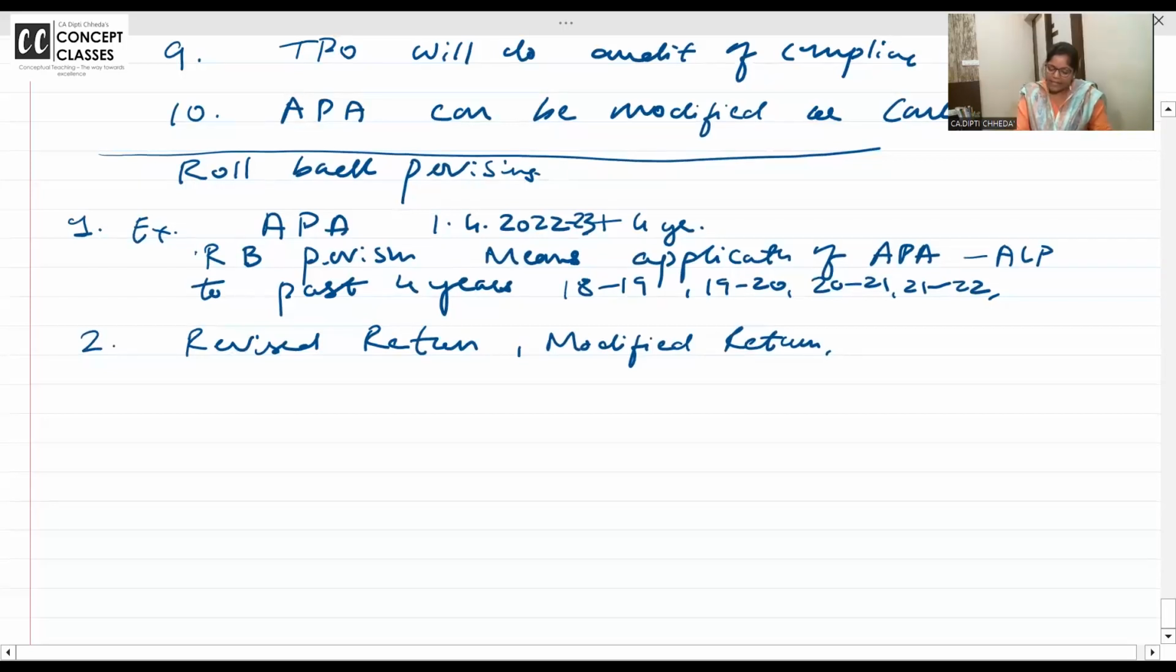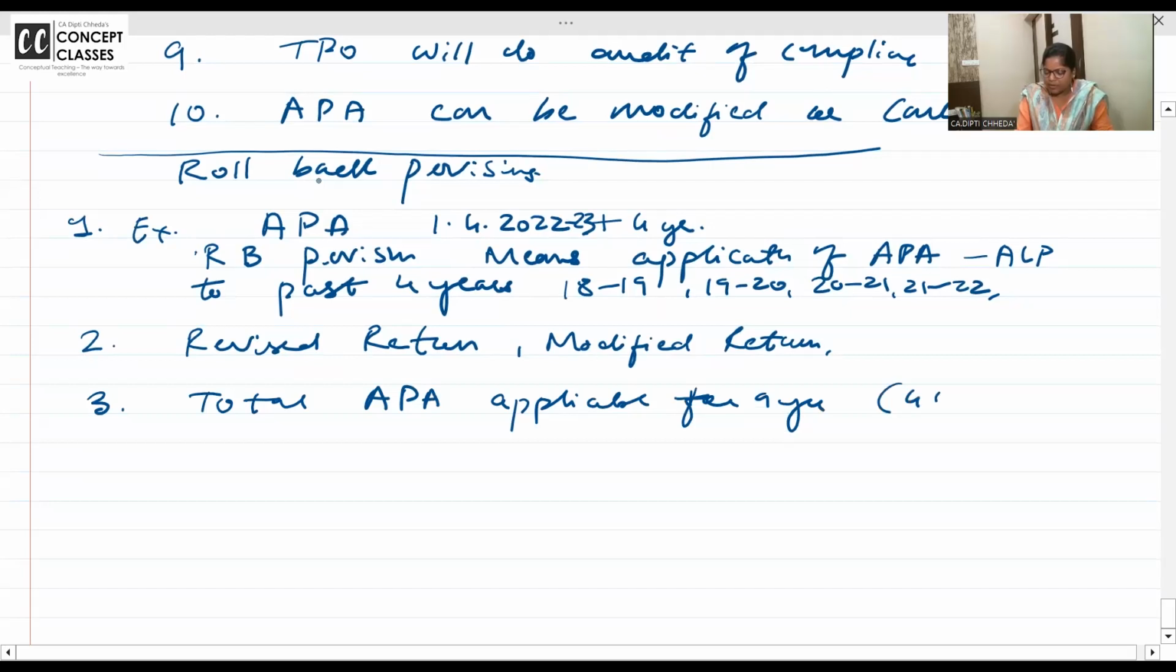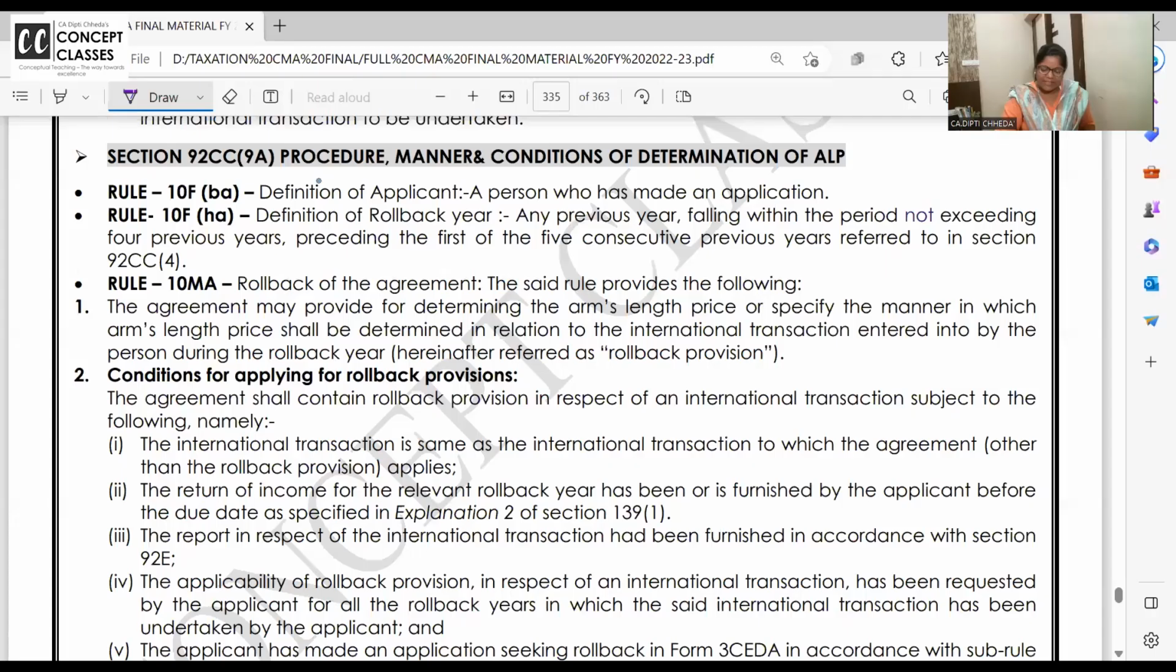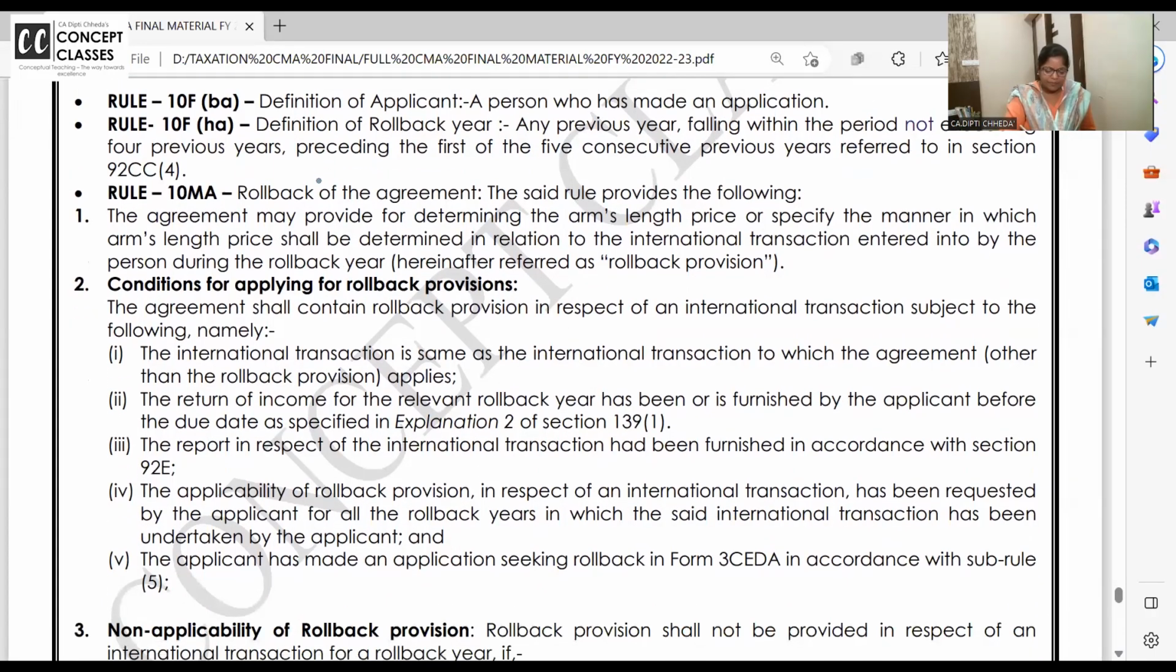तो कितने साल के लिए टोटल हम अग्रीमेंट कर सकते हैं? Total advance pricing agreement applicable for 9 years. 4 years पहले के, 5 years अब के. Nice, clear to all of you? एडवांस प्राइसिंग अग्रीमेंट हो गया. अब रोल बैक का we will read. बहुत इंटरेस्टिंग है ये. देखो, रोल बैक प्रोविजंस.